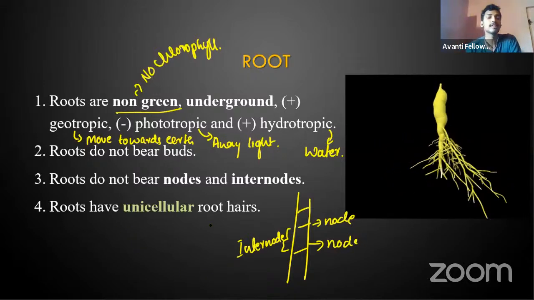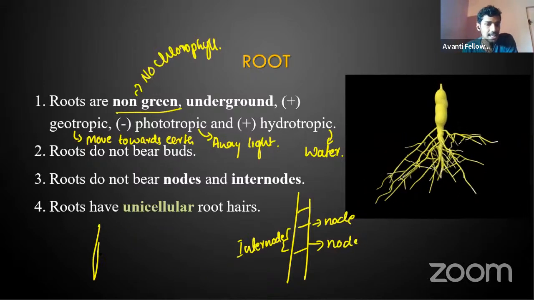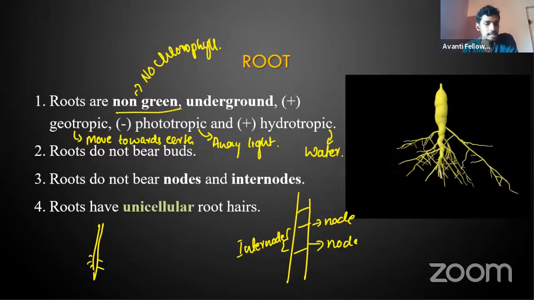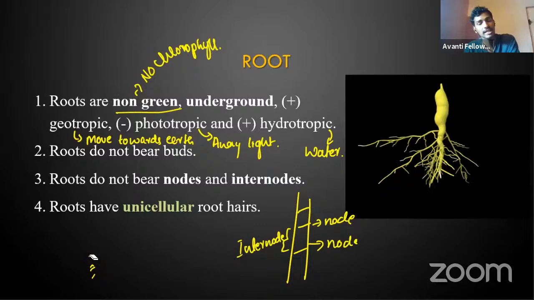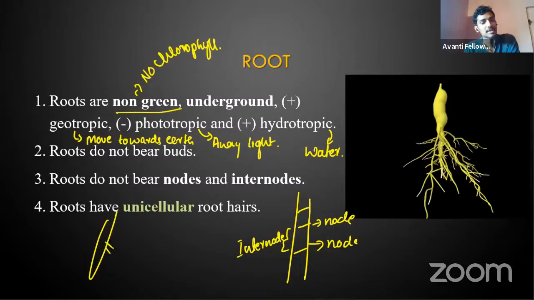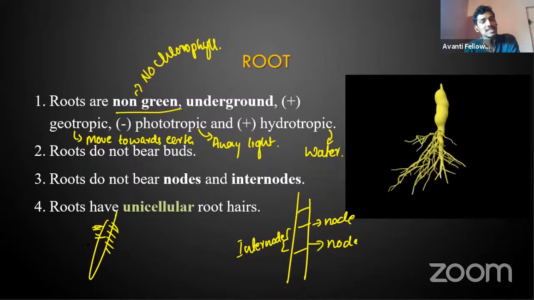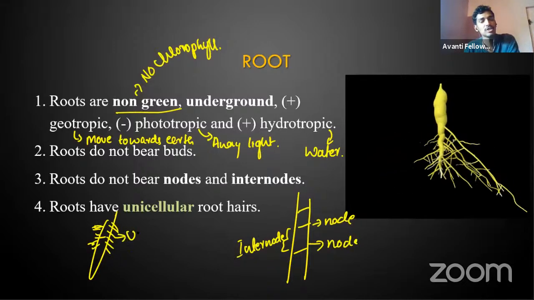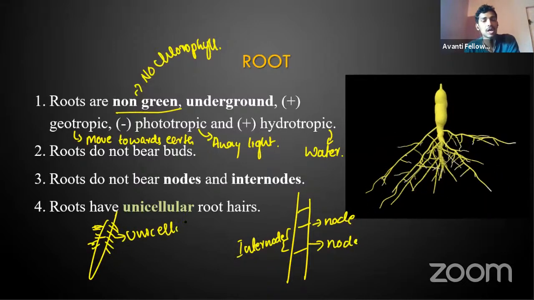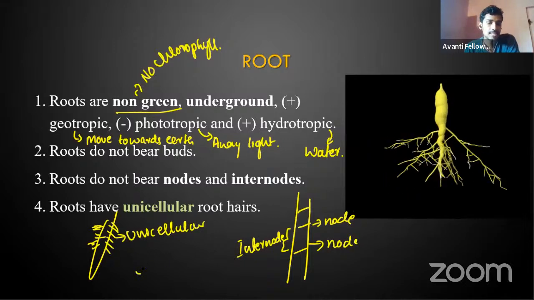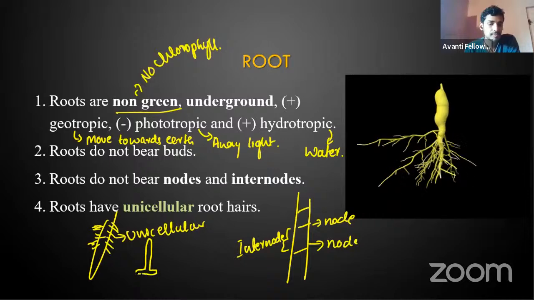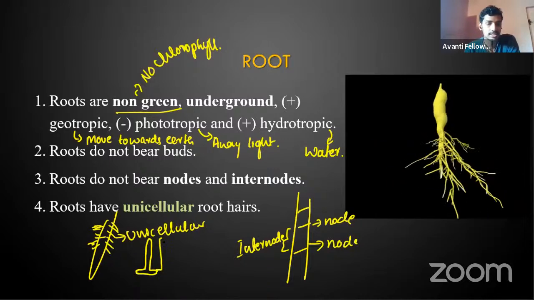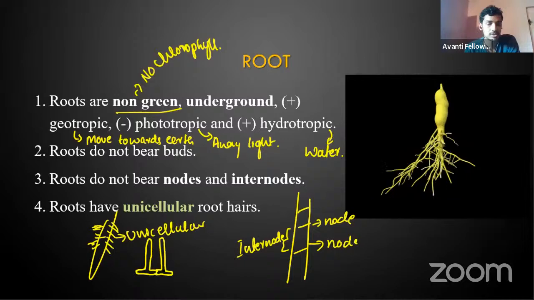And roots have unicellular root hairs. They have a hair-like structure, and this hair-like structure should be drawn something like this. This hair-like structure is unicellular. Unicellular means a single cell, it's made up of a single cell. The root cell will be something like this. If you watch this under the microscope, it looks something like this.